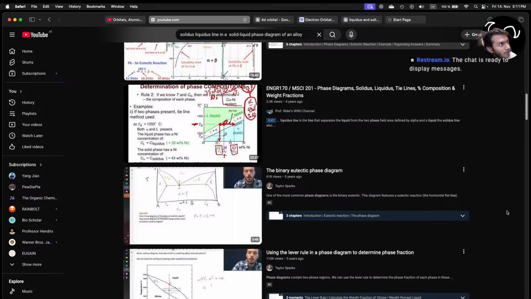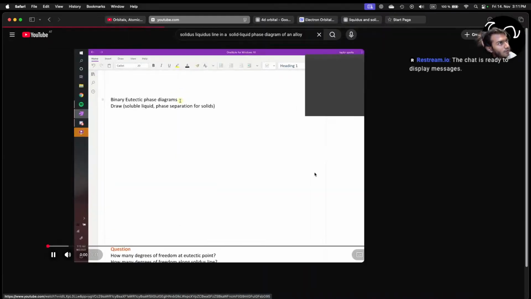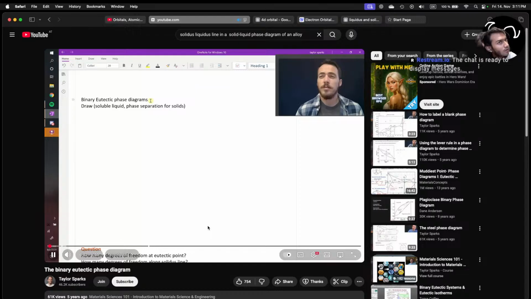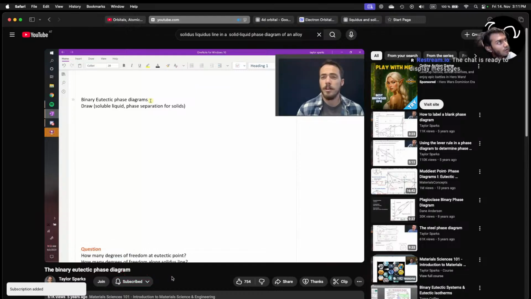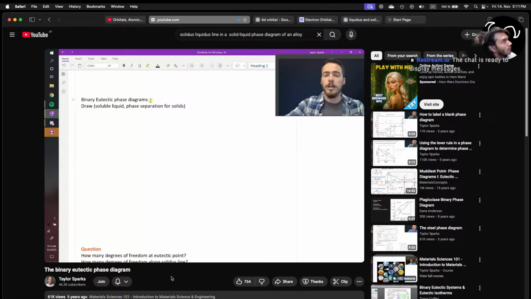The binary eutectic phase diagram. We've talked about an isomorphous binary alloy. That's the simplest binary. Let's go to a slightly more complicated binary. That's the binary eutectic phase diagram.